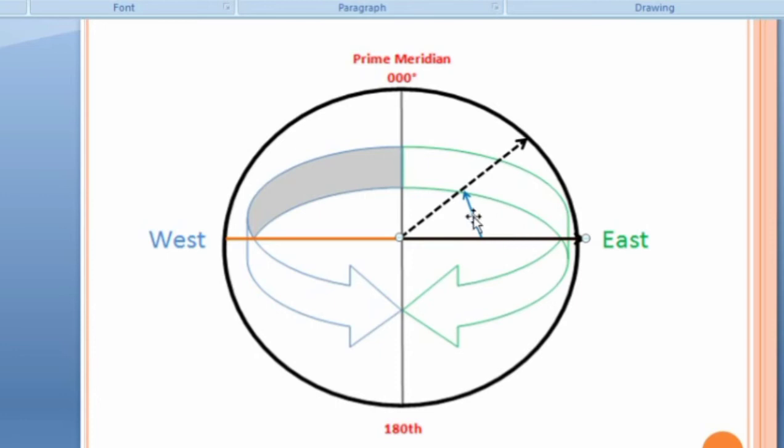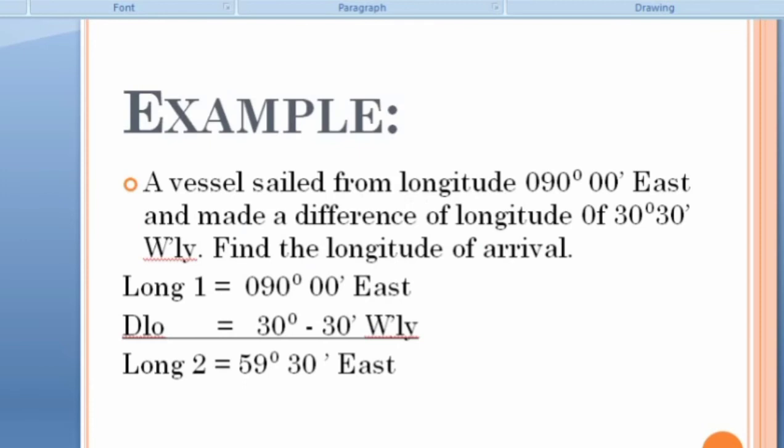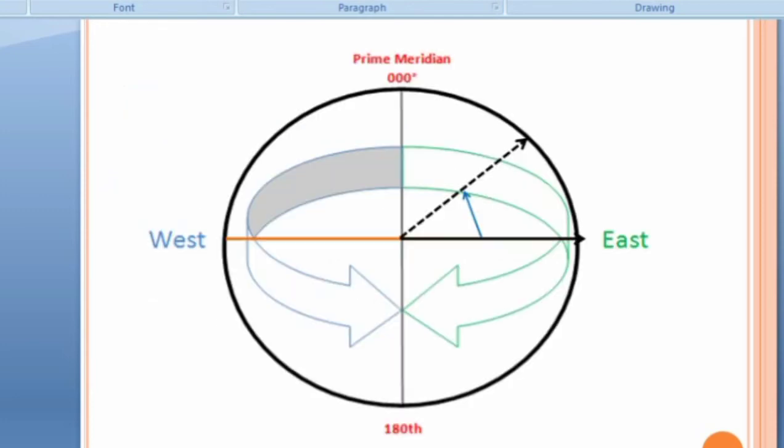So again, we have the difference of longitude, which is, how much? We have 30 degrees and 30 minutes westerly, right? So that would result in this value here, which is the longitude of arrival. And as you notice, it is still inside the eastern part of the globe.